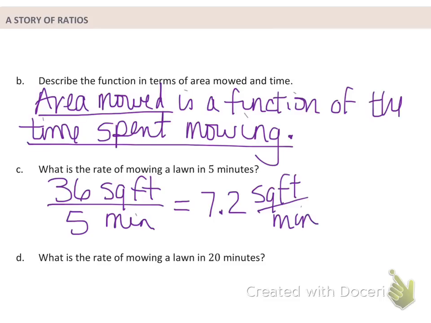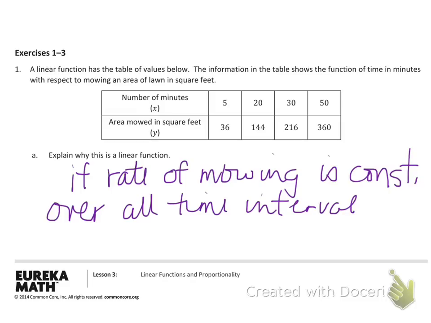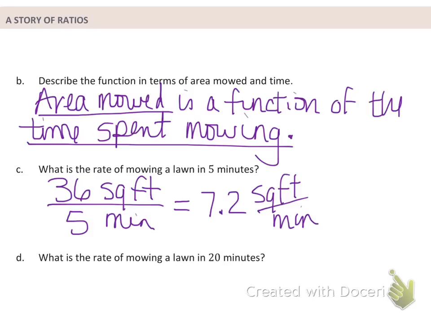All right, so let's look at the rate of mowing the lawn in 20 minutes. So in 20 minutes, 144 square feet got mowed. So this is going to be 144 over 20, which again is 7.2 square feet per minute.